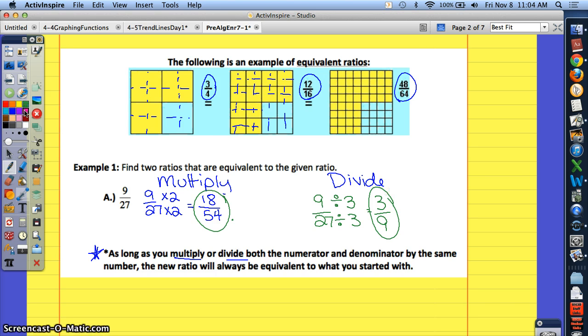Now you may have taken out another 3. Here's another equal ratio because I could simplify this further. You only needed 2, but I'm going to give you another one. 3 divided by 3 is 1. 9 divided by 3 is 3. So all 3 of these ratios are equivalent to this 9/27.